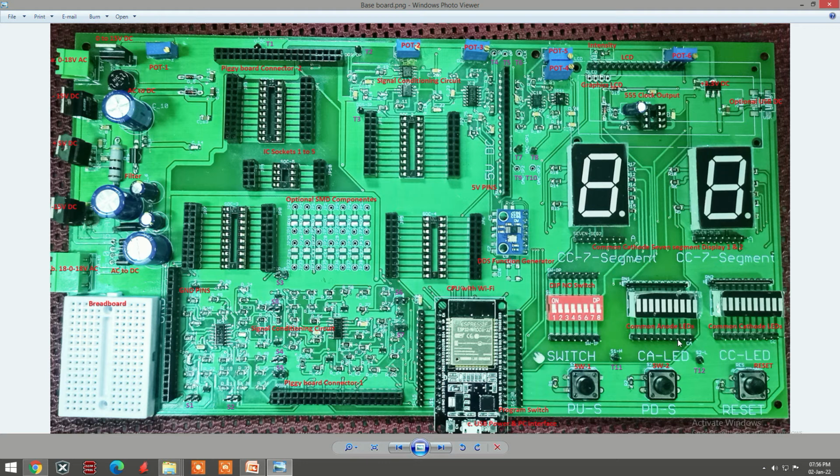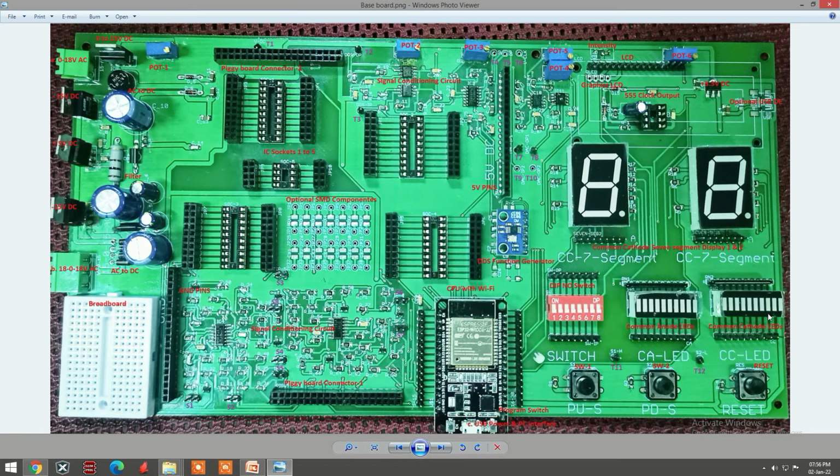One is in a common anode configuration and the other in a common cathode configuration. In the common anode configuration, all the anodes of the LEDs are connected directly to the power, that is VCC. So you only have to connect the cathode part to the output of any of these electronic components. Whenever you give 0 volts, the LED will be on. If you give 1, the LED will be off. Or if you don't connect anything, even then the LED is off. That's the meaning of common anode.